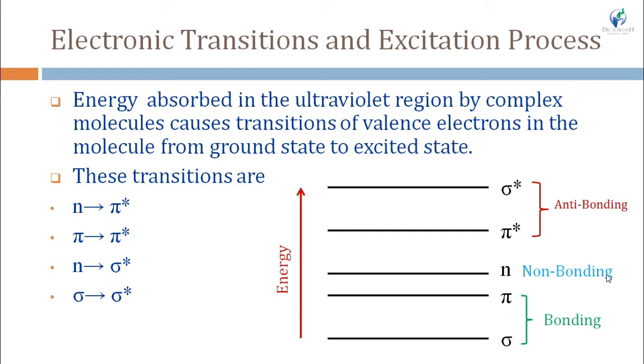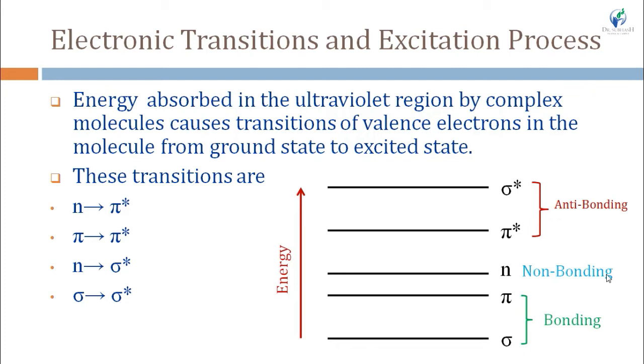Now we will see electronic transitions and the excitation process. Energy absorbed in the UV region by complex molecules causes transitions of valence electrons in the molecule from ground state to excited state. Valence electrons are mentioned repeatedly because valence electrons absorb UV radiation more easily, and 90% of UV radiation is absorbed by valence electrons.